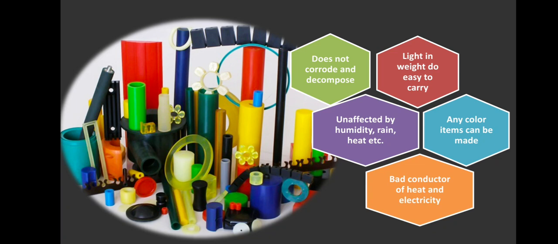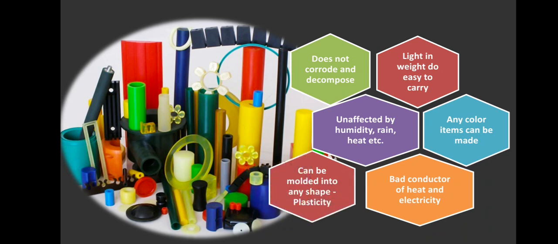And whichever color item you want, you can make. You can see in the pictures on the screen, they are so colorful. All the different things are made in such bright colors, right? So you can choose any color. These are all the specific features of plastic. It can be molded into any shape. This property is called plasticity. We studied it at the start of the lesson, yes or no? You can see different products of different shapes being prepared.